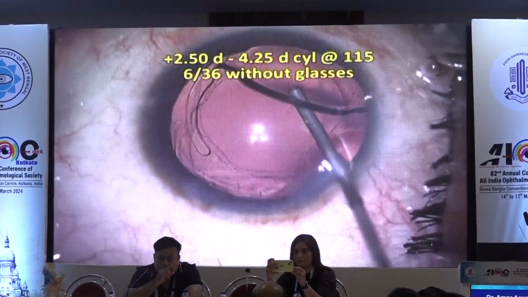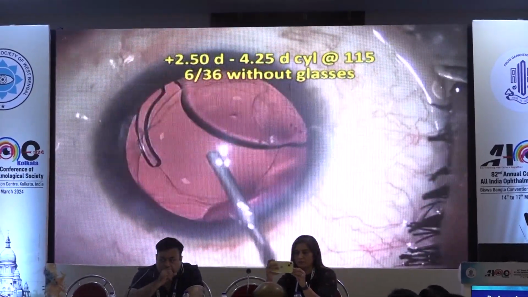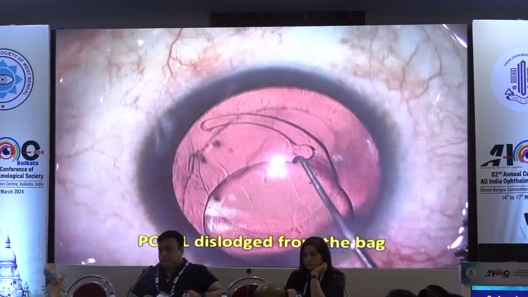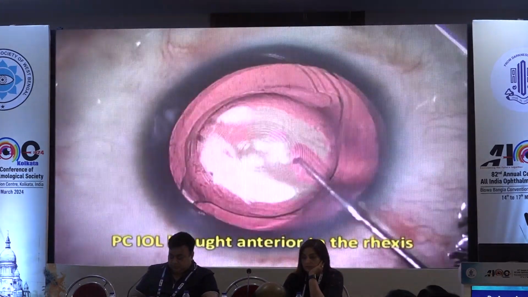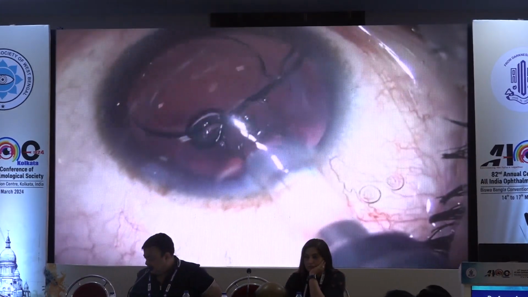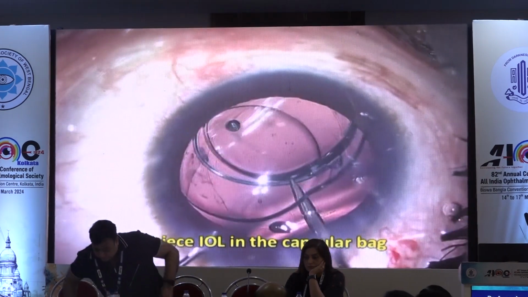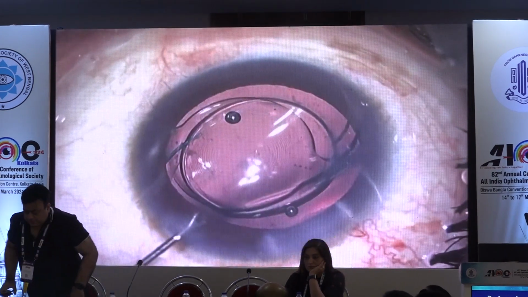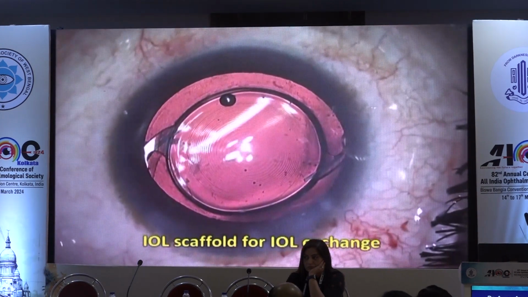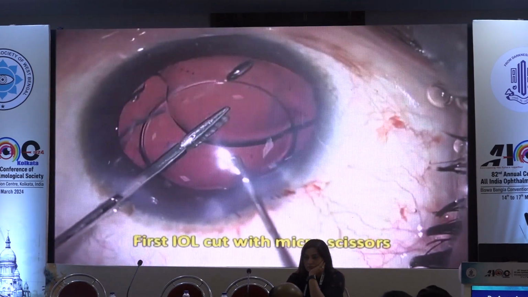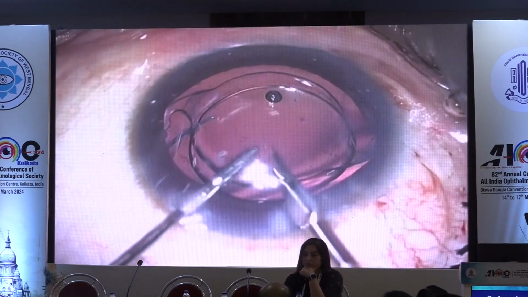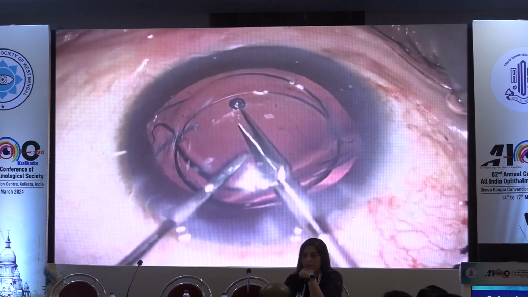My first problem was, there is not only an astigmatic problem, there is a spherical mistake also. So I thought, listen, I have only one chance. This patient cannot come back again for surgery. Let me do an IOL exchange. So here you see I explanted the lens by putting it in the anterior chamber. I'm putting an IOL scaffold. So the lens which I'm going to replace it with, I put it inside. Now I'm very safe to cut the first IOL.